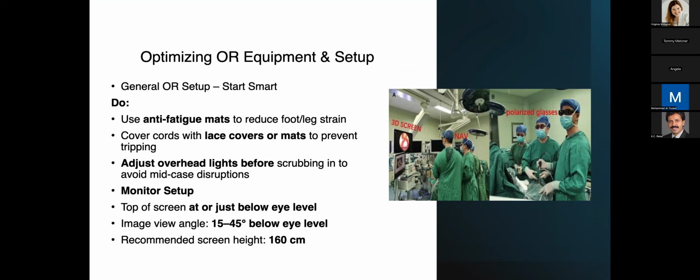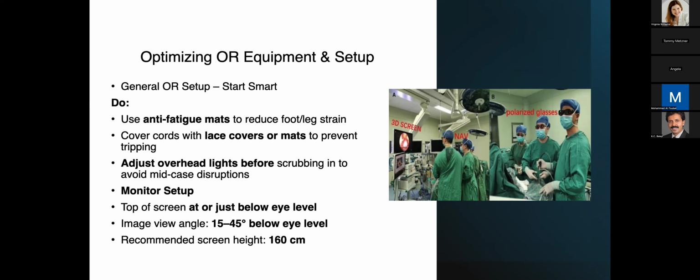Optimizing OR equipment and setup. They do recommend using anti-fatigue mats to reduce foot and leg strain. You want to cover cords with lace covers or mats to prevent tripping. Yesterday, Dr. Marino and I were doing the stone case, and there were wires everywhere. You have the X-ray machine, the laser, the cords of the cystoscope. So just make sure that is taken into account because you don't want to trip and fall.